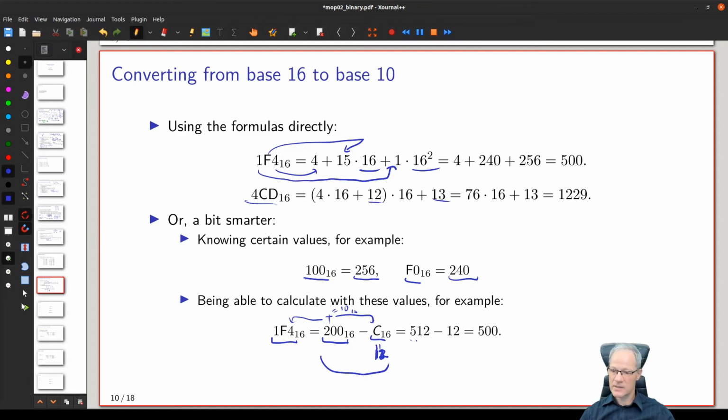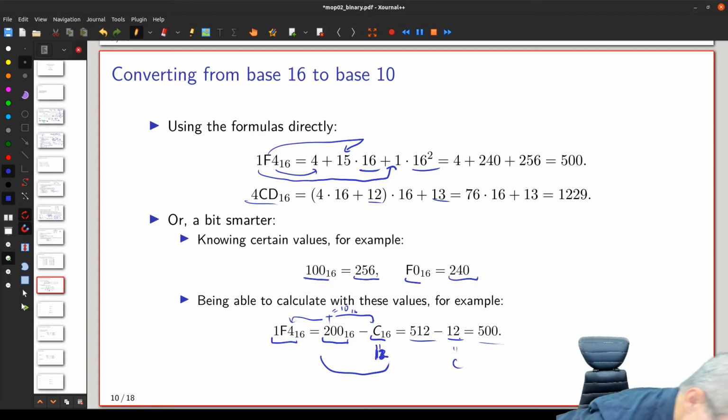We know that 200 is 512, because that's something you can get from the example above. It's 2 times 100. And then this is the 12. This is the same as C, as you pointed out. And again, 512 minus 12 is 500, right? So sometimes it is faster to convert things this way. Not all the time, but if you can see that the number is pretty close to some round values, then that helps. Other questions or comments?